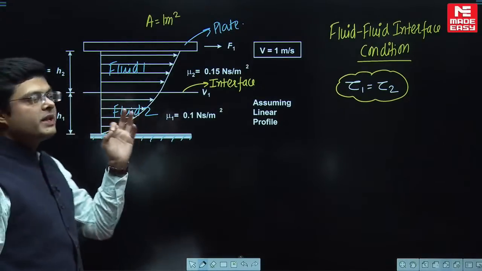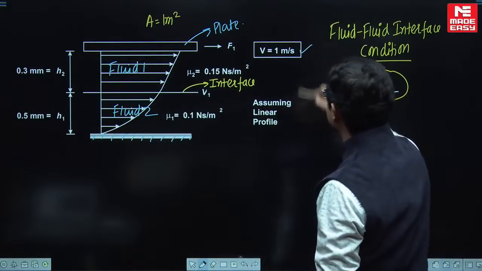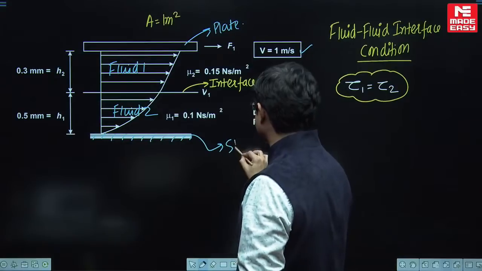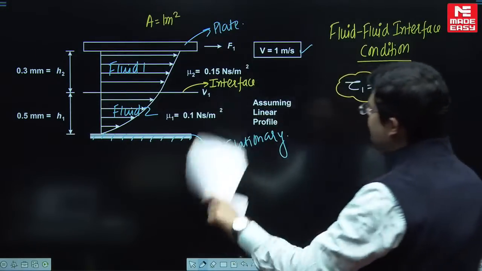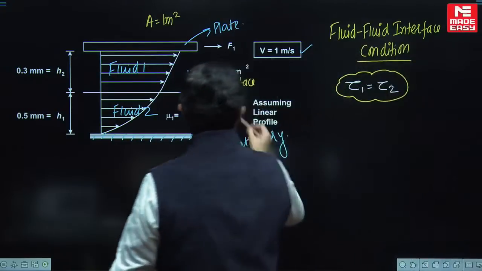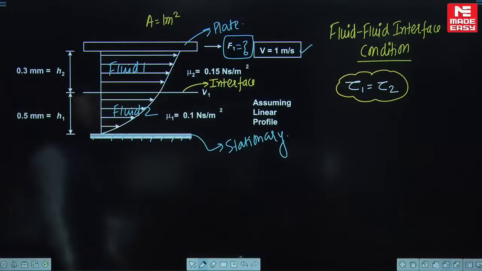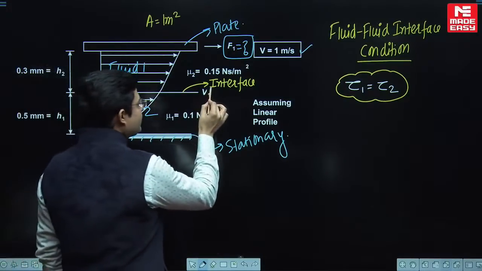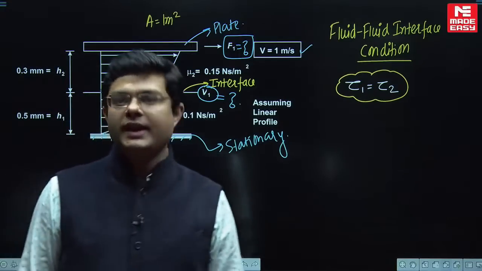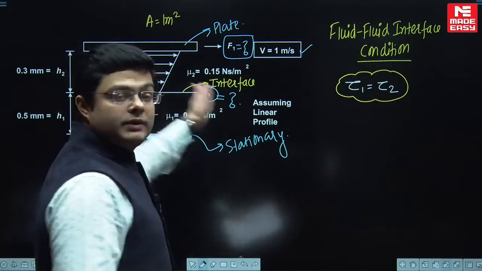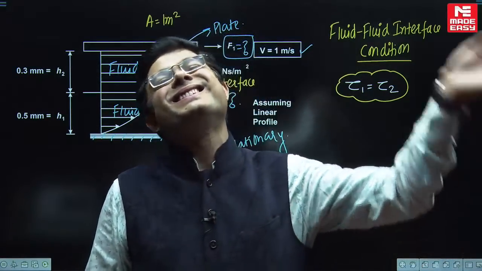Viscosities are already given to you, the heights are already given to you. Now, he is saying the top plate is moving with a speed of 1 meter per second, the lower plate is of course stationary, and he is asking you two things in the problem. He is asking what is the force required to pull the upper plate at a speed of 1 meter per second, and second, what is the velocity of the interface.